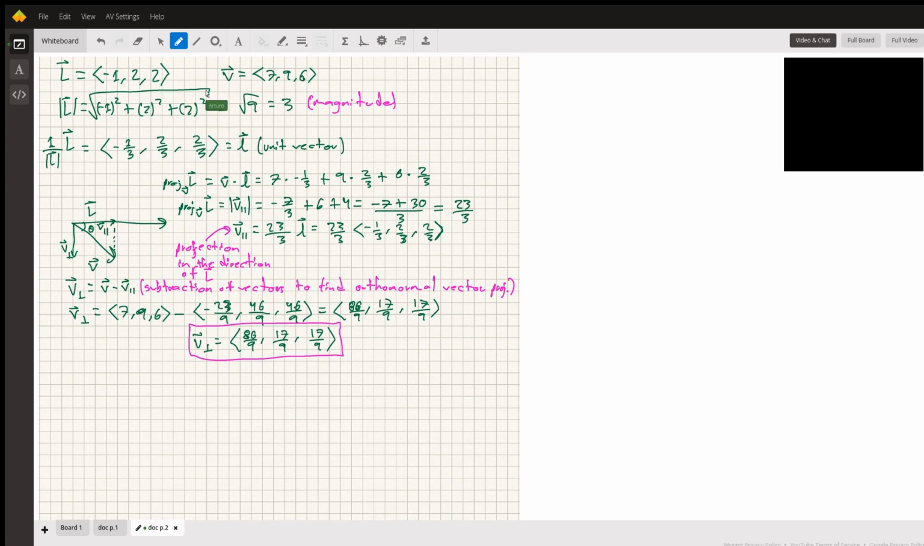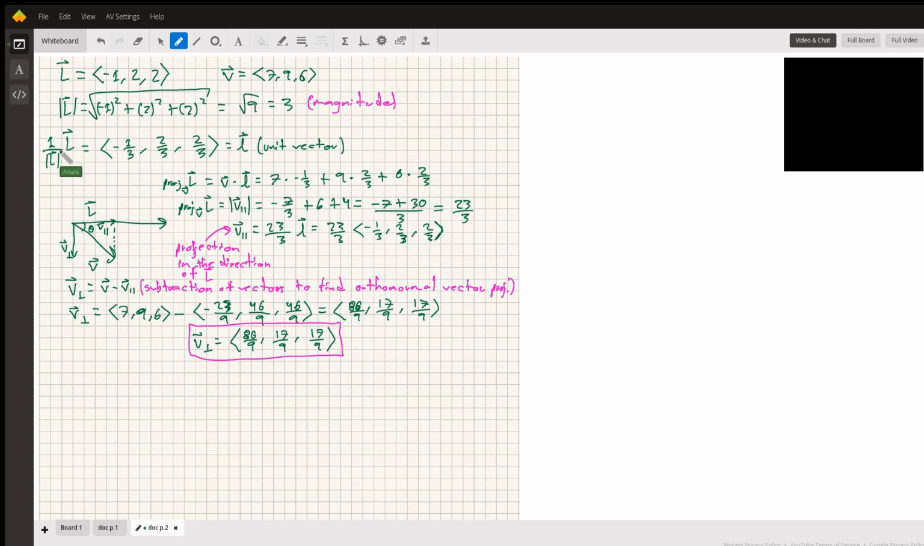Okay, this is the work done basically. Here in this work, as you can see, we start with the vector capital L, -1, 2, 2. I use the open bracket notation. We start also with the v vector 7, 9, 6. We're dealing in a three-dimensional space, and I calculate the magnitude of the vector capital L, which gives me 3, right? That will be the magnitude.